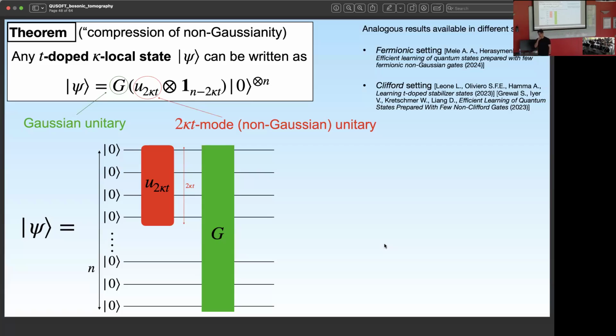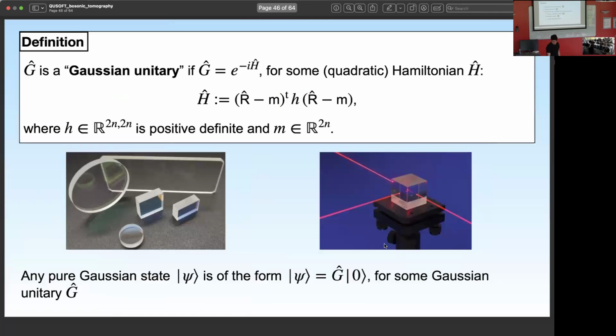And what's the definition of a Gaussian unitary? A Gaussian unitary G is a unitary that is generated by a Hamiltonian that is quadratic in the quadrature operators. And it acts nicely in the Heisenberg picture on the quadrature operators via a so-called symplectic matrix. So basically, it is identified by this symplectic matrix, which is just a 2n times 2n matrix. Can you repeat what the quadrature was again? The definition of quadrature.